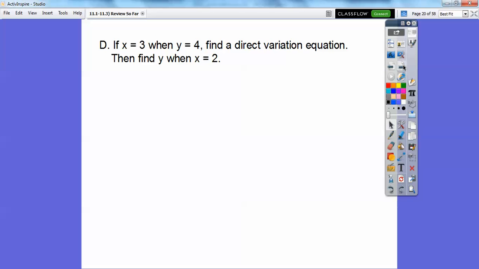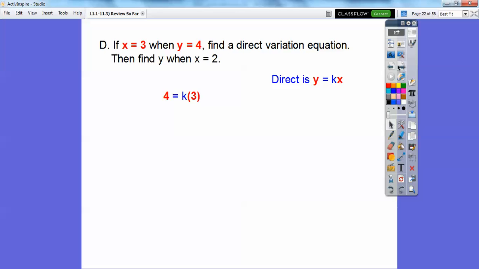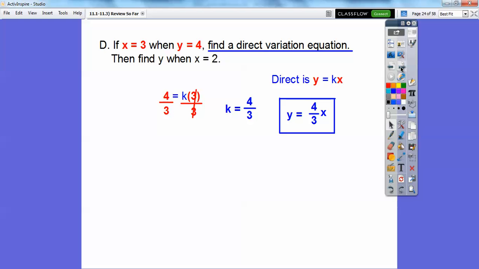If x equals 3 when y equals 4, find a direct variation equation. This time it's direct, so y equals kx, and then we find y when x equals 2 again. We substitute in y equals 4, x equals 3. We divide both sides by 3, and we get k equals 4/3. So the equation is y equals 4/3 x. Now let's find y when x equals 2. We plug in 2, and nothing cancels, so 4 times 2 is 8/3.